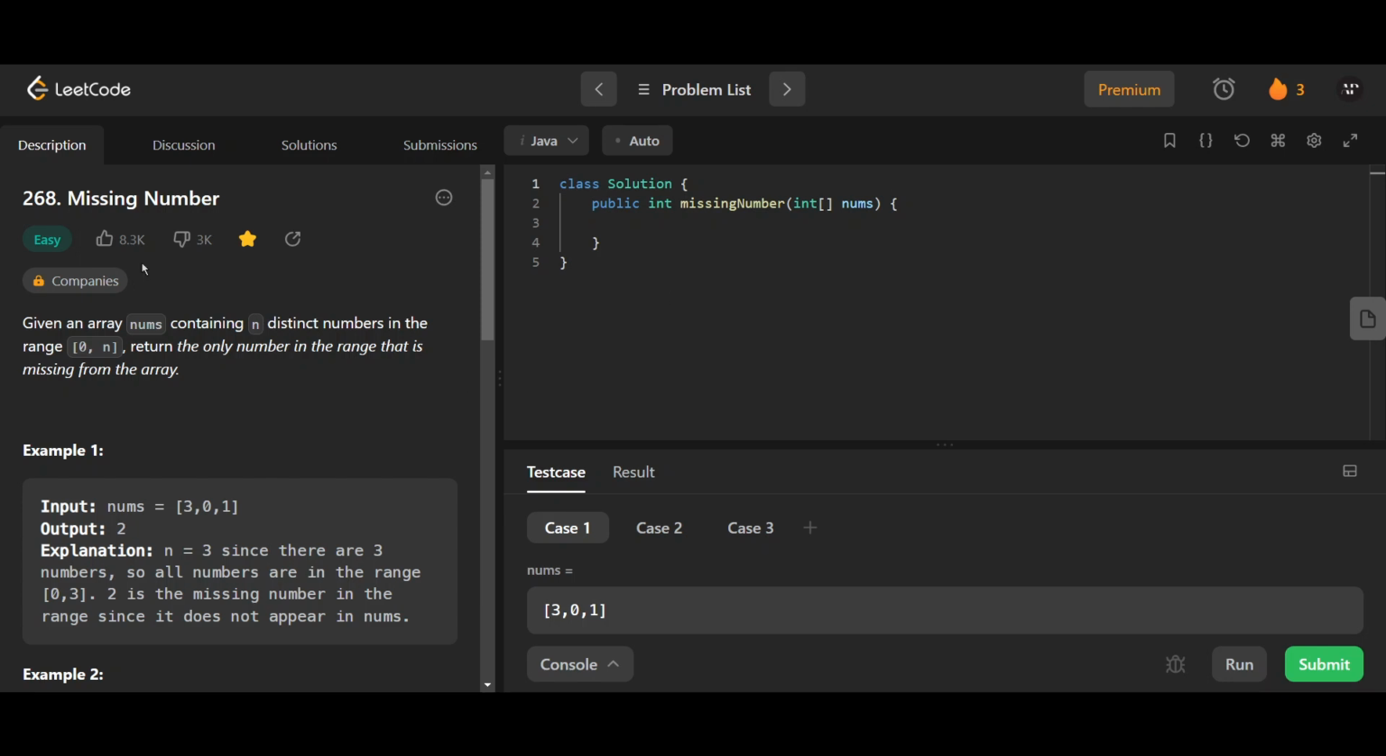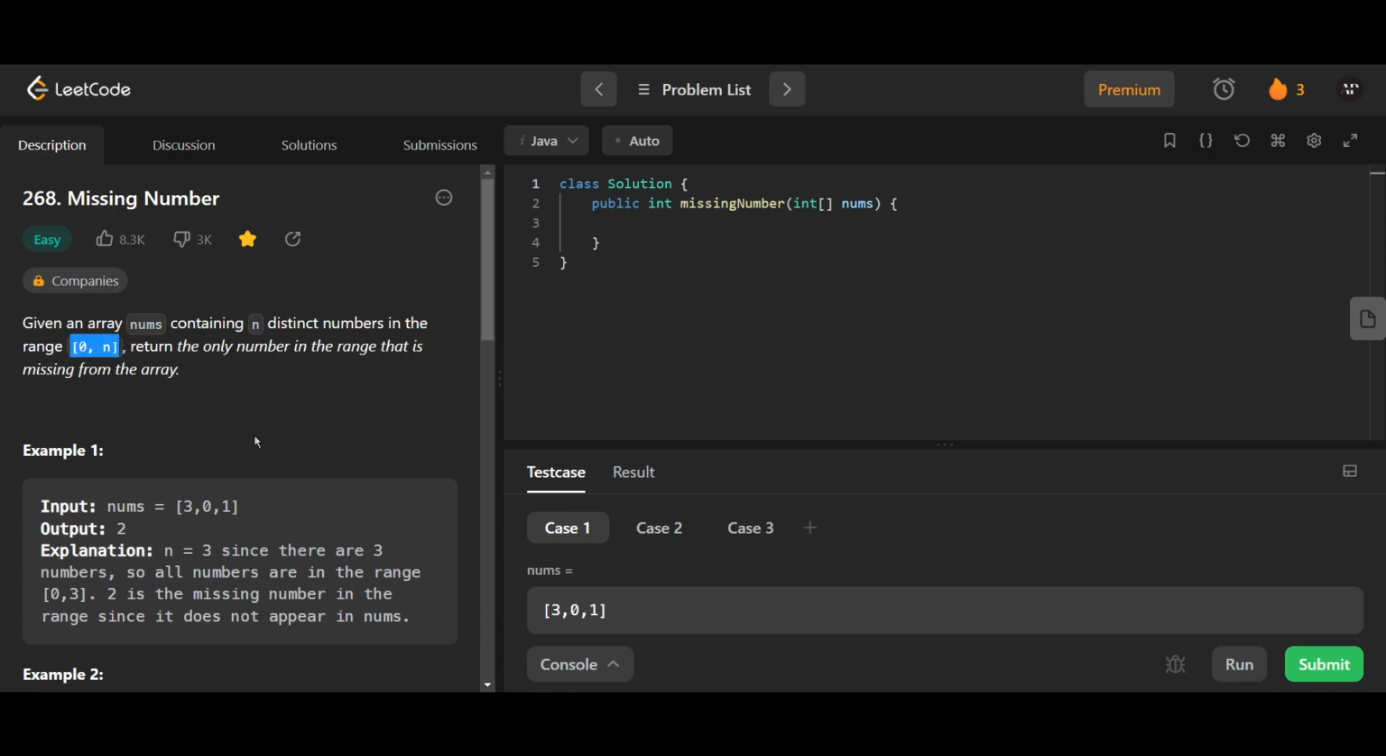Alright, let's look at this problem called missing number. Given an array nums containing n distinct numbers in the range 0 to n, return the only number in the range that is missing from the array. Okay, so the key thing here is there are n distinct numbers in the range 0 to n.